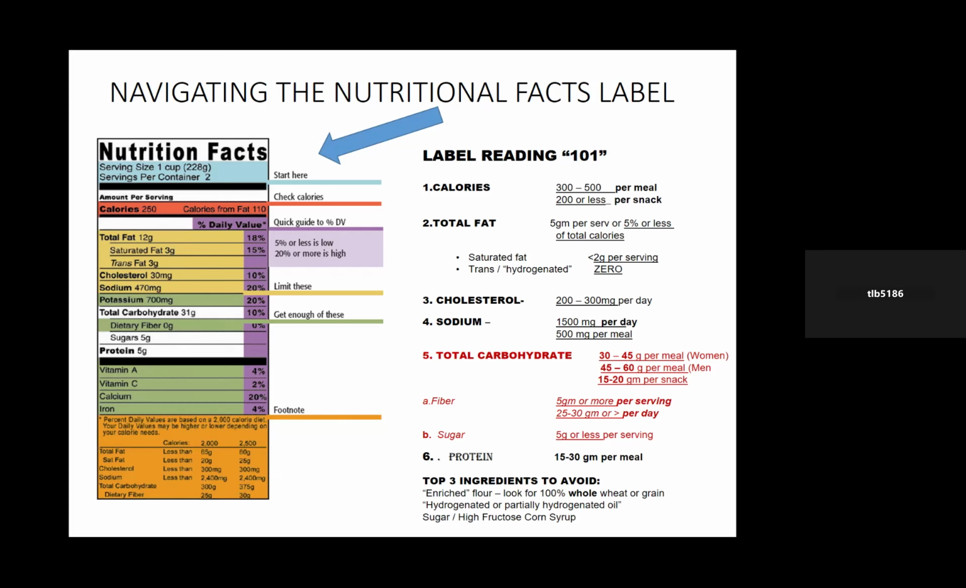So we want, again, low carb, low fat, high fiber, high protein. It is recommended that we have 15 to 30 grams of protein per meal. And that's for men and women, men usually on the higher side. For women, our protein levels should be somewhere between 15 and 30.